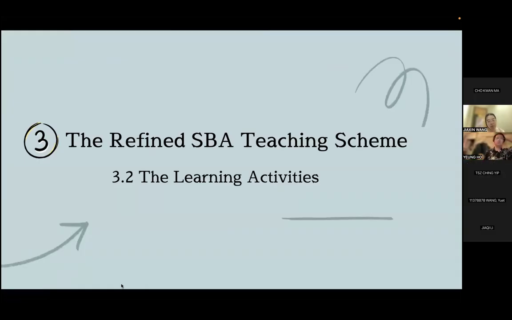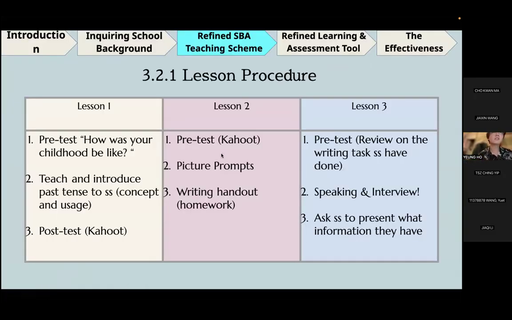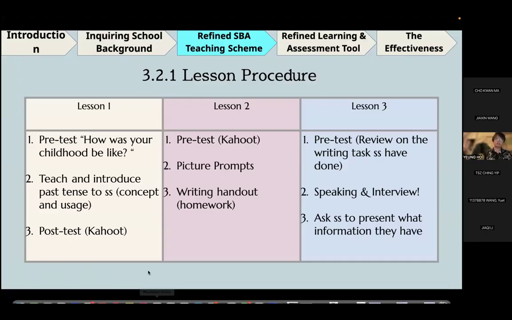And I'll kick off the 3.2, the learning activities. So for our lesson procedure, for lesson 1, the pre-test is how was your childhood like? And we'll teach and introduce past tense to students, including the concept and usage. And we also provide a post-test, which is the Kahoot. And for our lesson 2, first of all, we'll have Kahoot as our pre-test, and also we'll have some picture prompts and the writing handout as the homework. And for lesson 3, we'll have the pre-test, speaking and interview, and ask students to present what information they have.